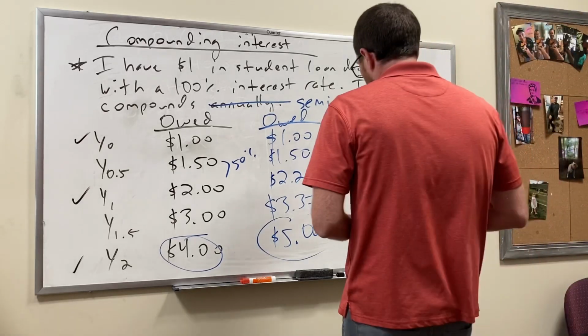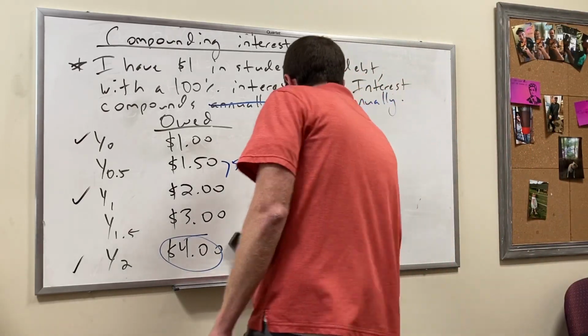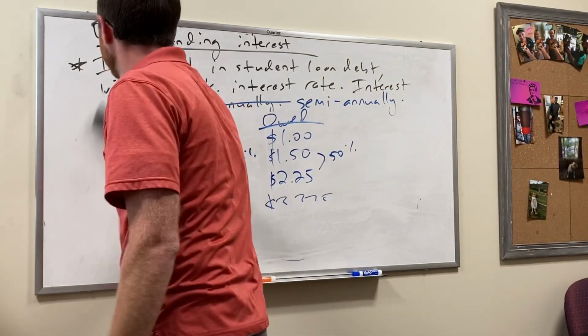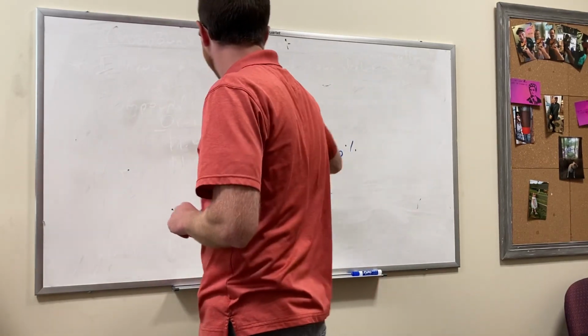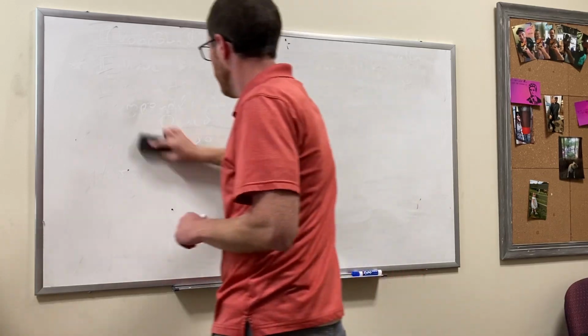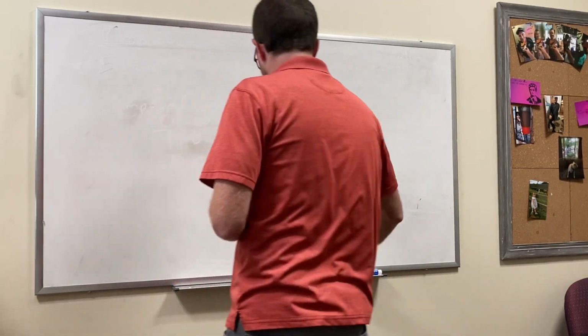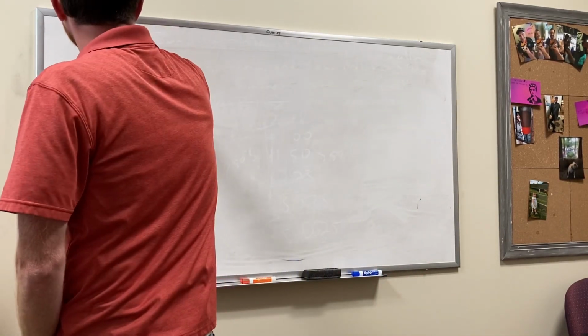So let me go and give you the equation. It's going to look similar to something you've seen already. Here is our equation we're going to use for compounding interest. I'm just going to write it up here and then we'll explain.